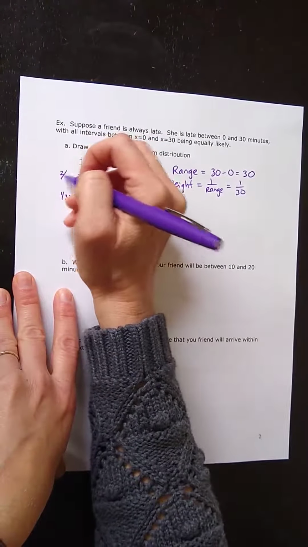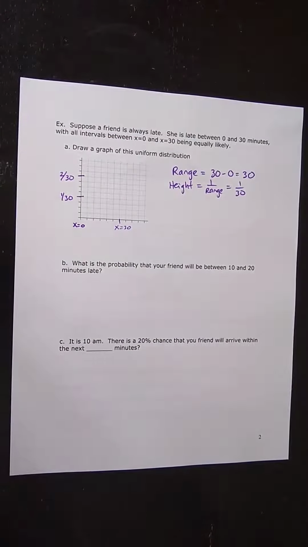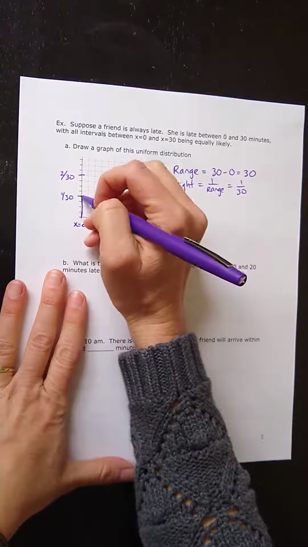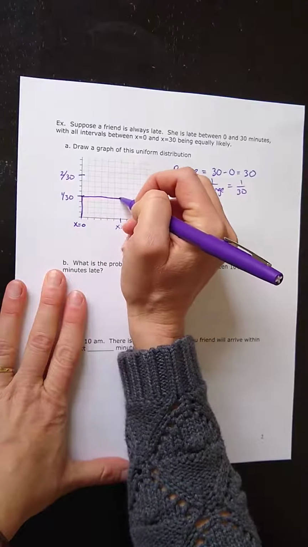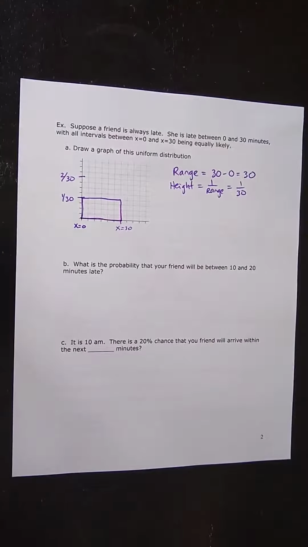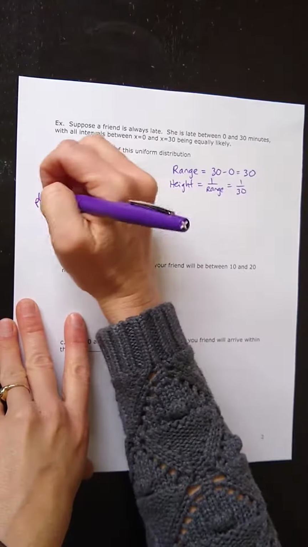This is pretty random. Don't stress too much about that scale. You just need something to get started for yourself here. So now this is our rectangle. That is our uniform distribution. So x and p of x.